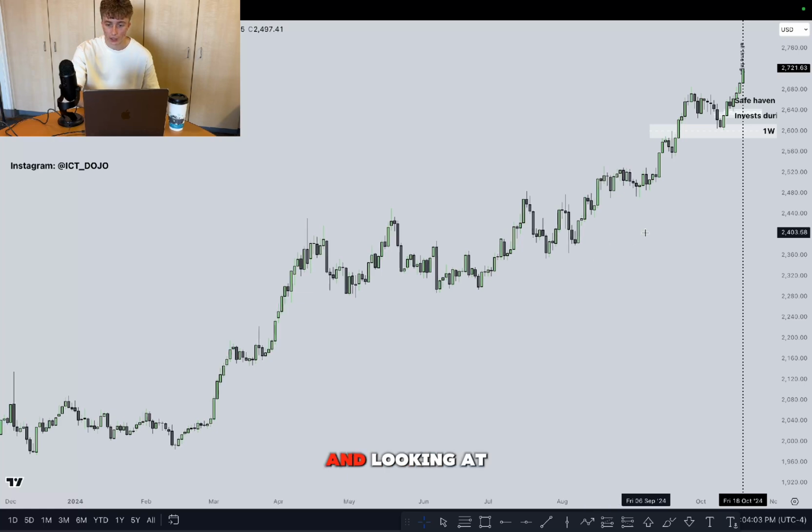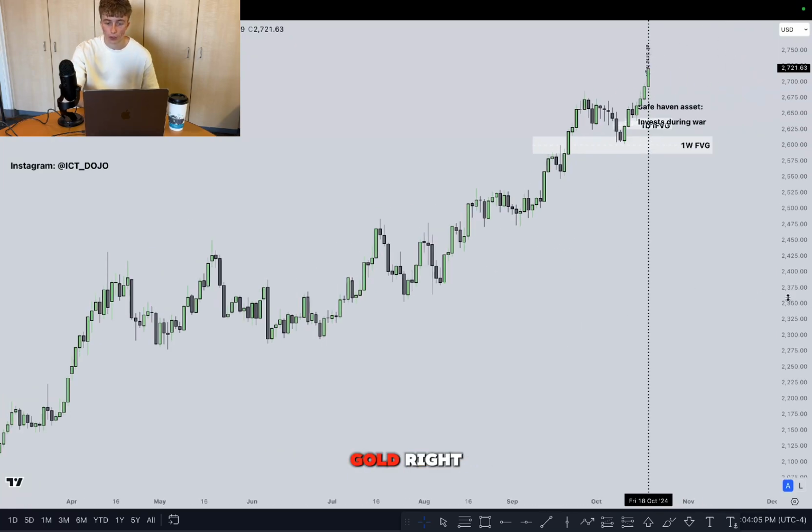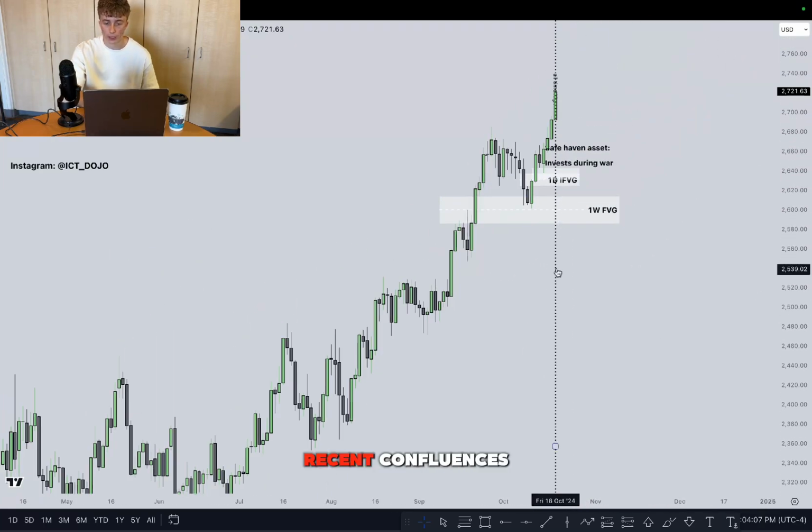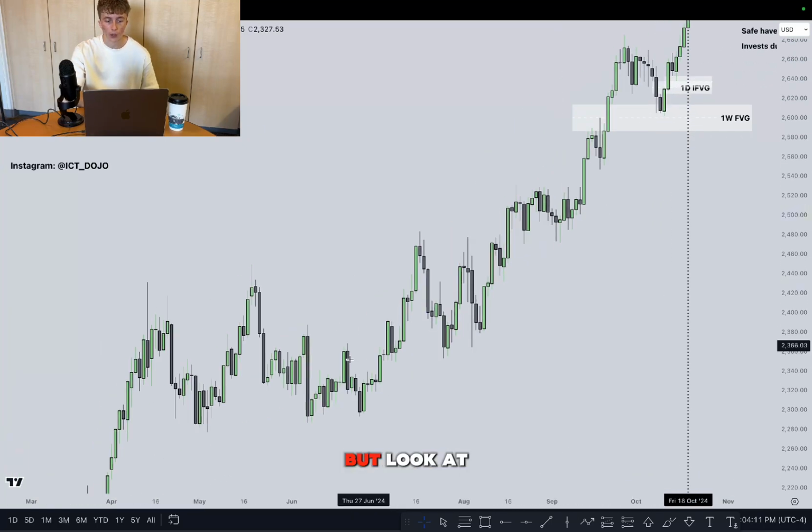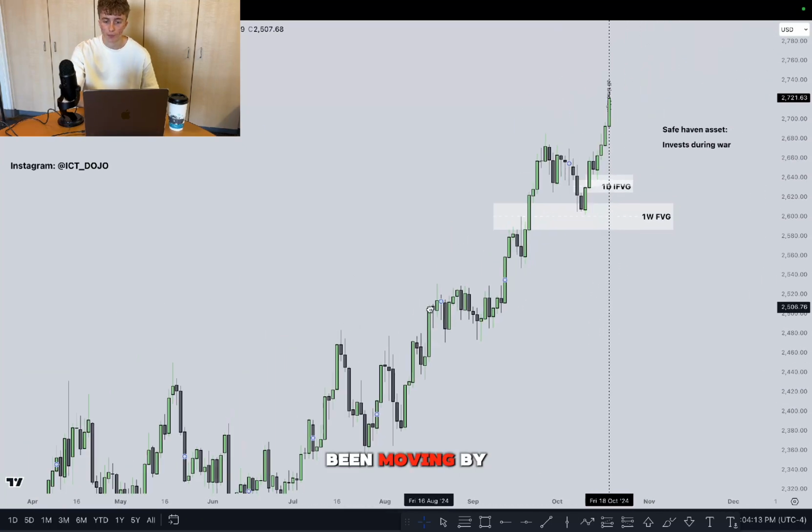Zooming out of these sessions and looking at the movement of gold, right? So I only mark the most recent confluences, so you don't see me marking out everything that happened previously, but look at where gold has been moving, buy side.